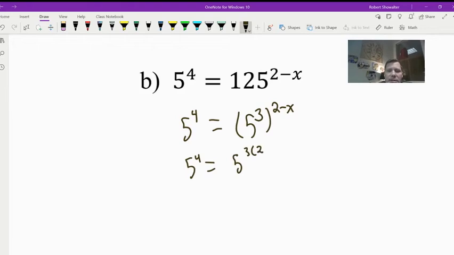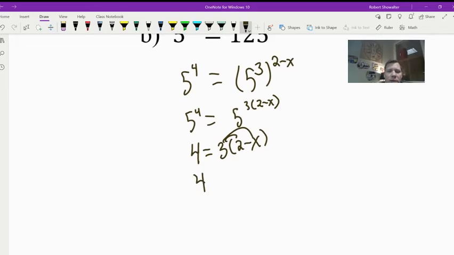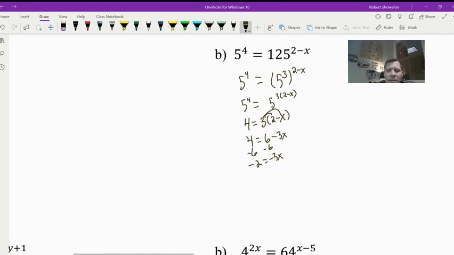I'm just going to leave them in parentheses right here, because that represents multiplication. Now we have the bases being the same, which means we can make the exponents equal to each other, and then distribute and solve. So we get 4 equals 3 times 2, which is 6, and 3 times x is negative 3x. Great, keep solving. Minus 6, minus 6. So negative 2 equals negative 3x. Divide by negative 3, and we get x is negative 2 divided by negative 3, which is 2/3, friends.